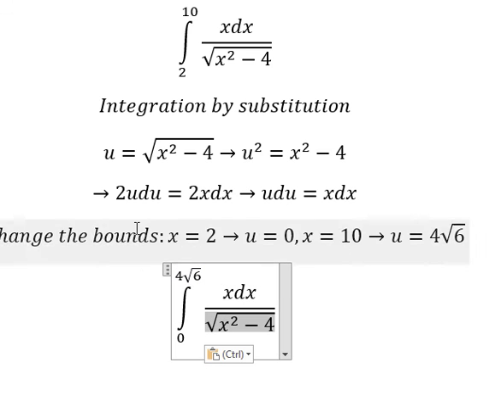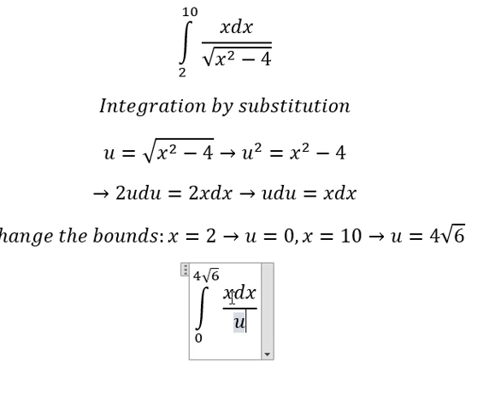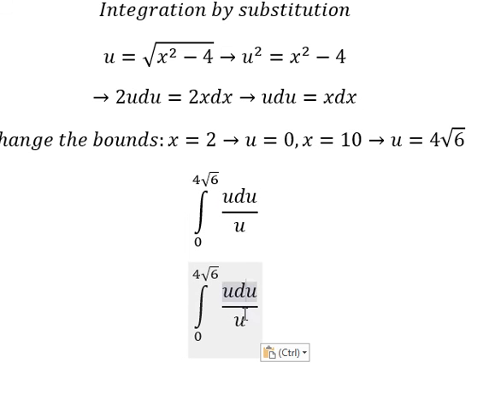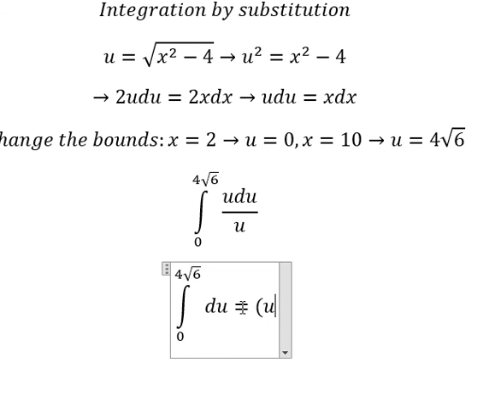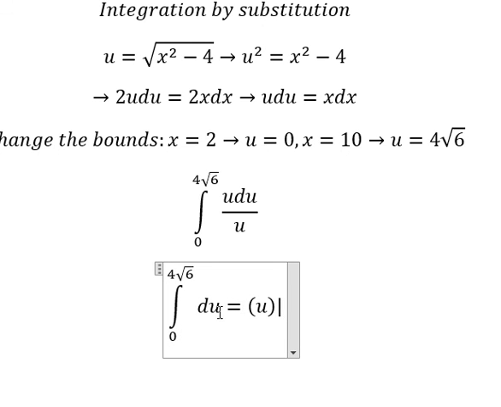The square root is u. s ds we change to u du. And now we simplify. The integration of du is u. And then we put the bounds from 0 to this one. And now we have the final answer.